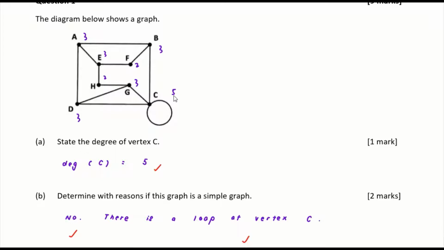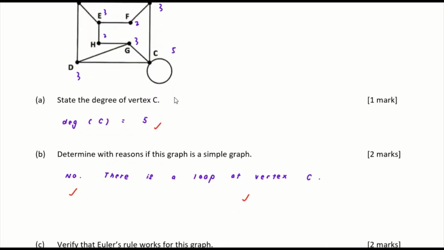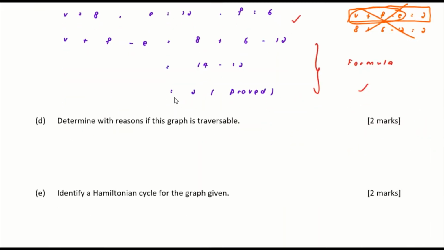Because when you have more than 2 odd vertices, it's not even semi-Eulerian. If it's not semi-Eulerian, then you do not have a route that allows you to go through all the edges once without repeating any of them. So in this case, the answer is no, it's not traversable. Okay, so in this case, you can say that it has more than 2 odd vertices.